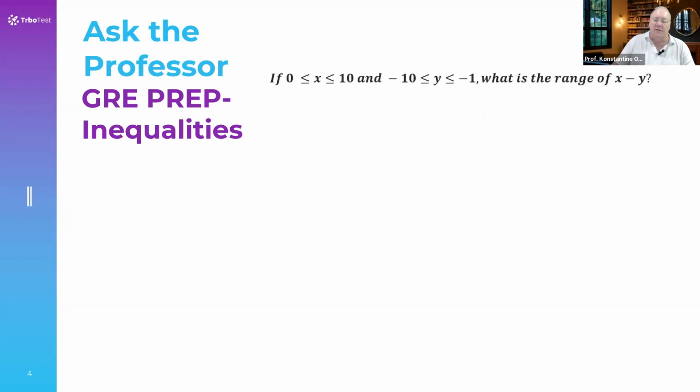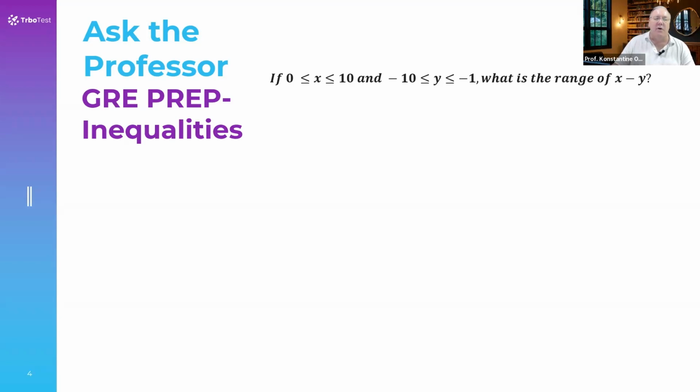The next problem, also considered an inequality, a little more complicated. The GRE likes to stick these in whenever it can to see if a student actually understands what's going on. And here we're given a problem of: if 0 is less than or equal to x, and x is less than or equal to 10, and then if negative 10 is less than or equal to y, with y being less than or equal to negative 1, what is the range of x minus y? So we have to consider all the variables, whether they're positive or negative, in order to get this problem.